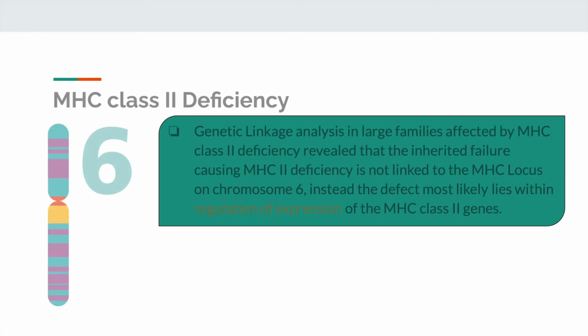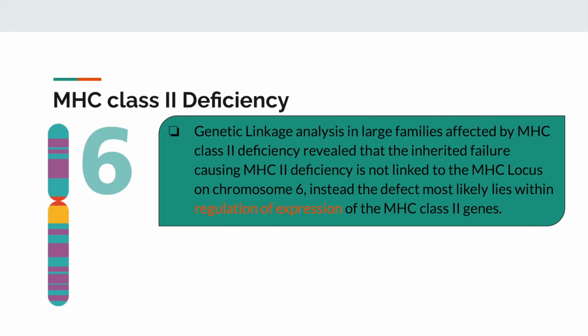So, moving on to how they specifically defined the deficiency. The genetic linkage analysis in large families affected by MHC class 2 deficiency revealed that the inherited failure causing MHC class 2 deficiency is not linked to the MHC locus on chromosome 6. It's most likely linked instead to defects that lie within the regulation and expression of the MHC class 2 genes. The gene loci on the short arm of chromosome 6 were observed as normal, meaning they were able to confirm it's not linked to the condition.